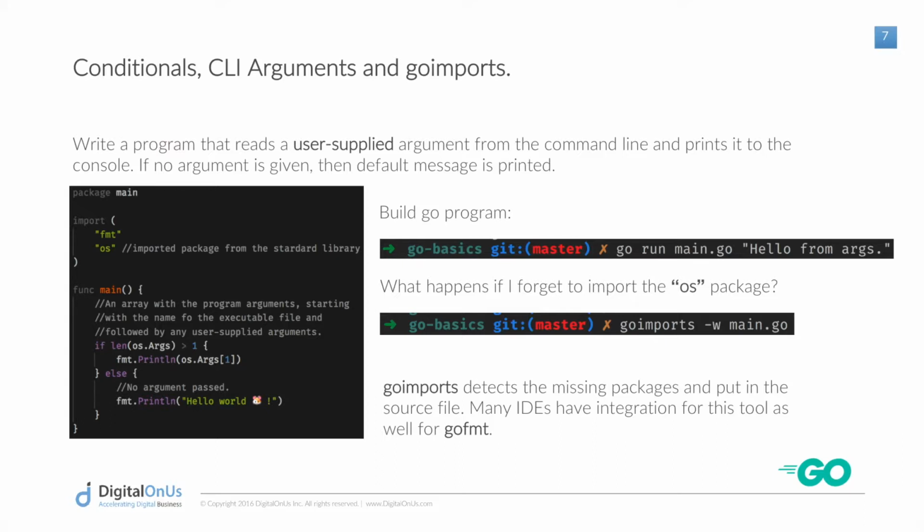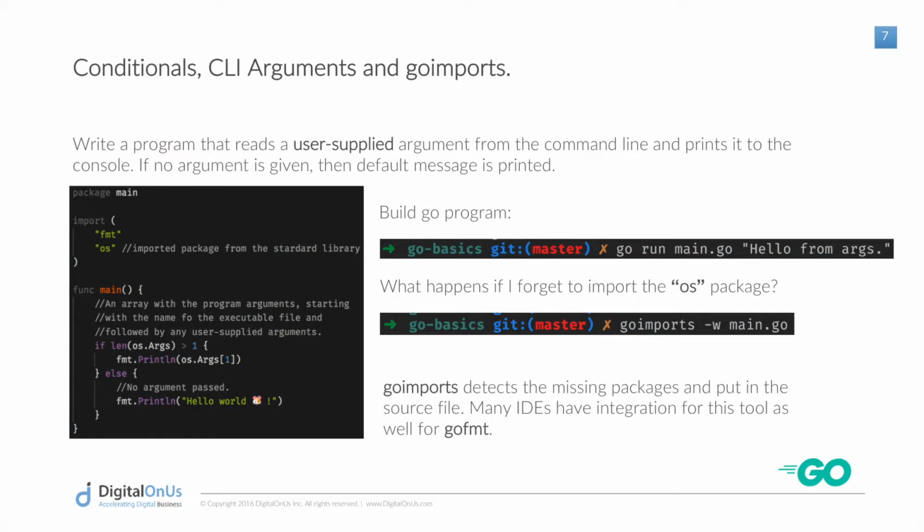Let's run it and give it the argument hello from args. The index 0 will be the name of the program, and the index 1 will be the argument. Since we have two elements in os.Args, the return from len is 2, and the if statement evaluates to true. The if block is run, and we see hello from args.